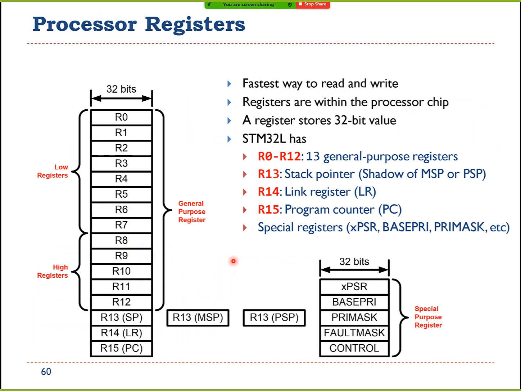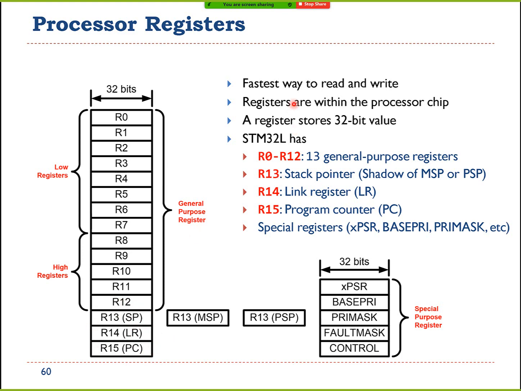The processor also has some registers that we set. The processor needs to store all these variables, so it has general purpose registers from R0 to R12, and each of these registers is 32 bits. R0 to R7 are called low registers, and R8 to R12 are called high registers. We also have some special purpose registers: the stack pointer, the link register, and the program counter, which we will be learning about as well.